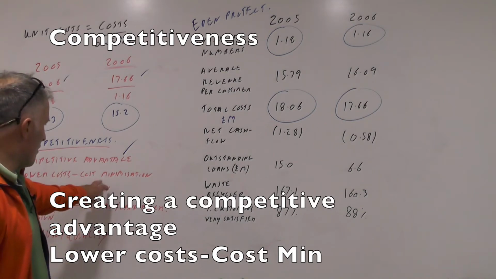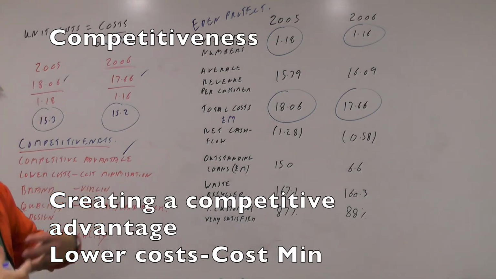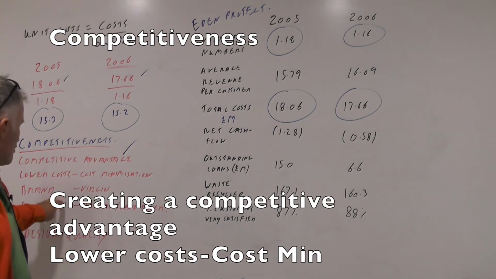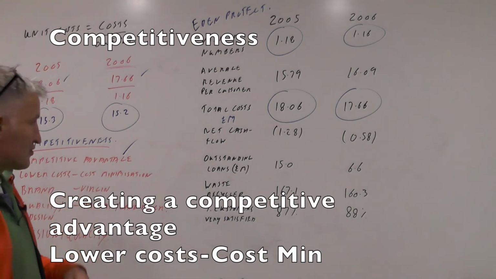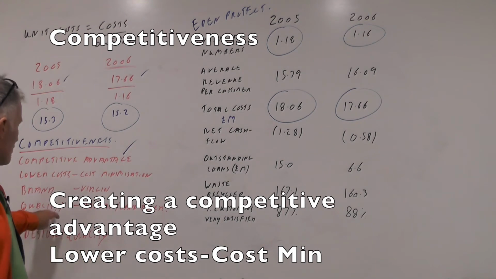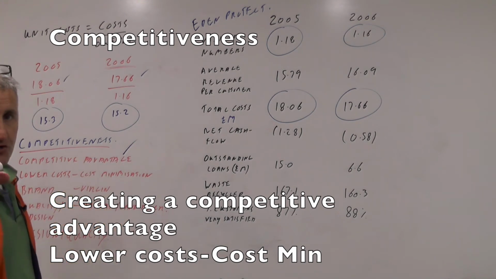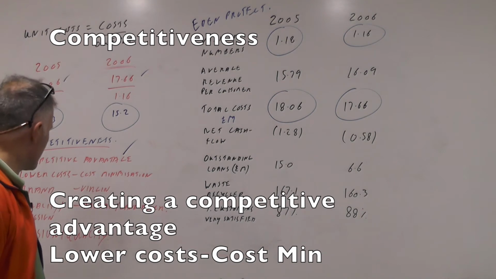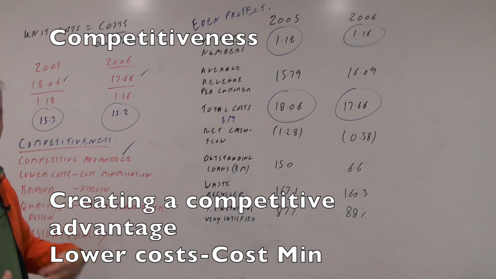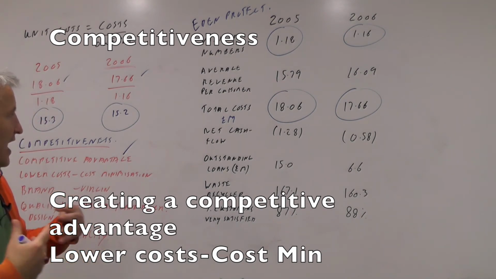Or Zara, because it's got high fashion and it's got lots of different fashion lines a year. Virgin's got a great brand. You've got a great brand, that gives you a competitive advantage. Quality design, Jaguar, Land Rover, obviously Apple. So you can have an advantage in lots of ways, but then how do we relate that to this particular question on here?